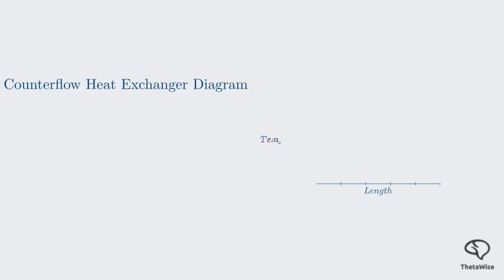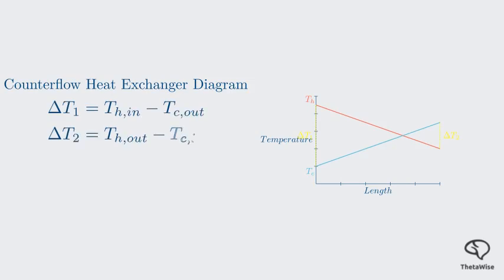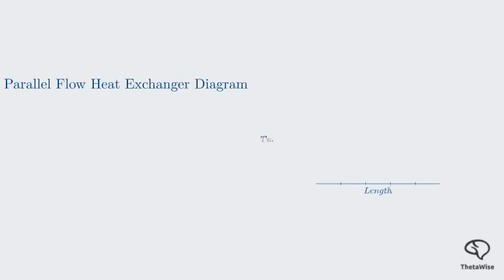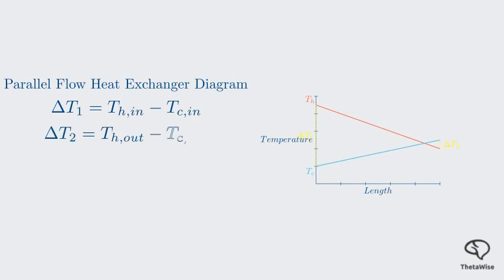For a counterflow heat exchanger, delta T1 is the difference between the hot fluid's inlet temperature and the cold fluid's outlet temperature. Delta T2 is the hot fluid's outlet temperature minus the cold fluid's inlet temperature. For parallel flow, both delta T1 and delta T2 are the differences between the hot and cold temperatures at each end of the exchanger.